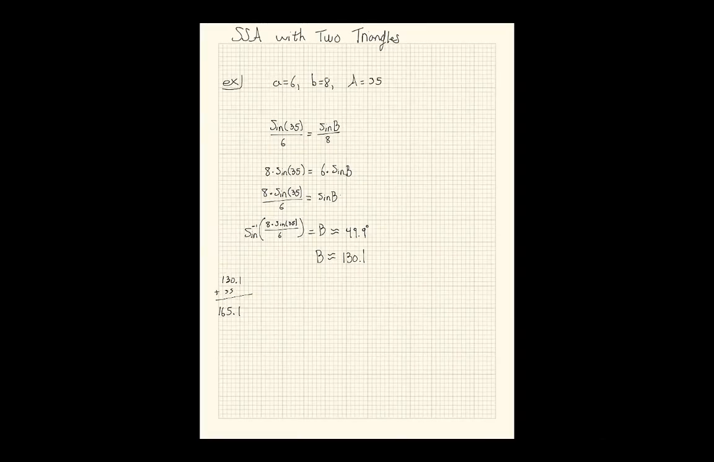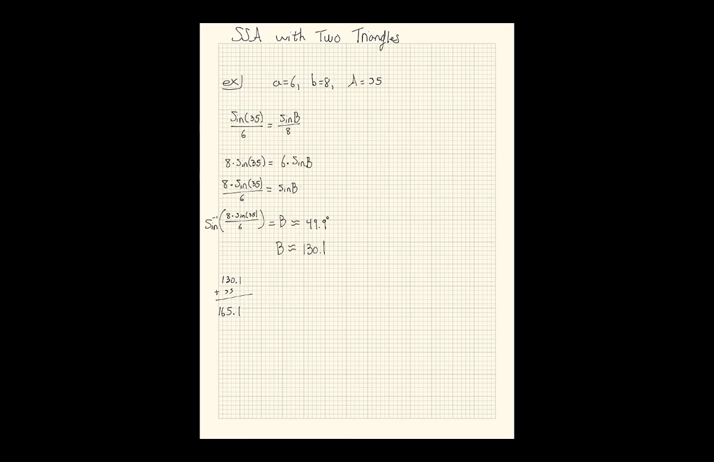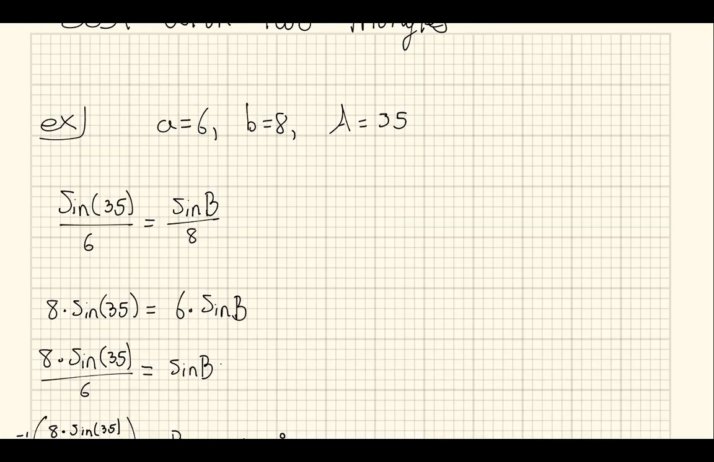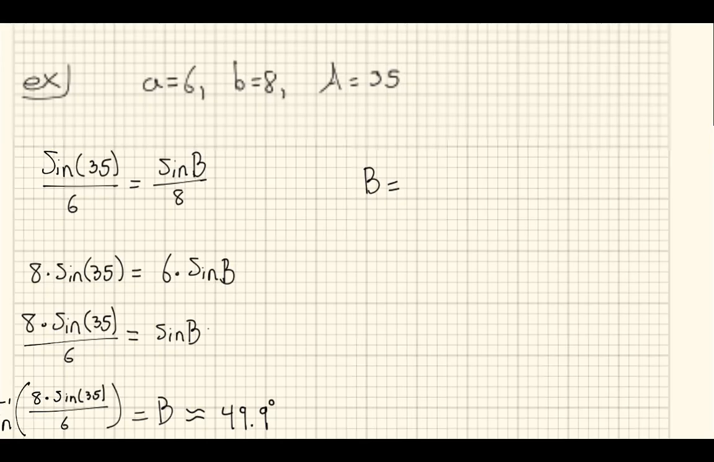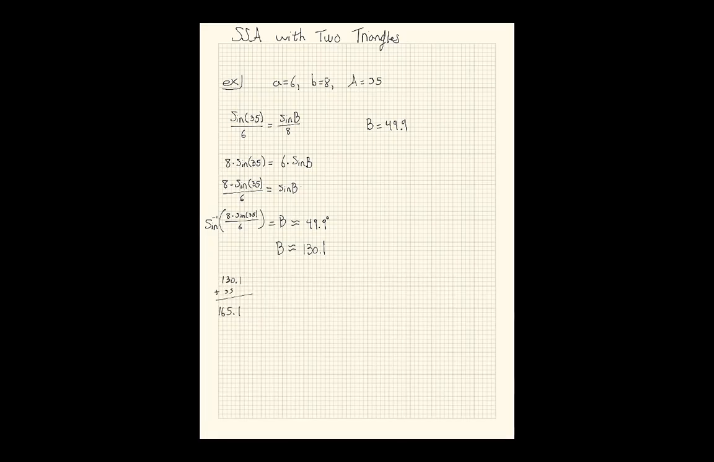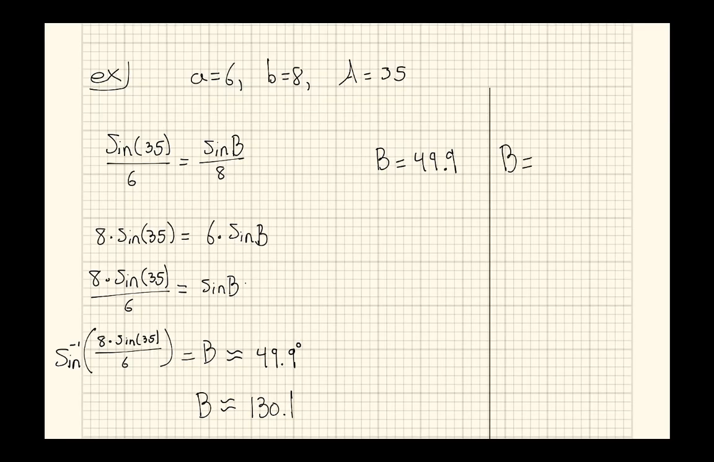So let's go ahead and separate our two cases, and I know this is kind of a long problem, but hang with me. Okay, so we could have B is equal to, sorry, yes, that is big B, 49.9. And we'll also have the case where B is equal to 130.1. So we're going to proceed with two separate cases.